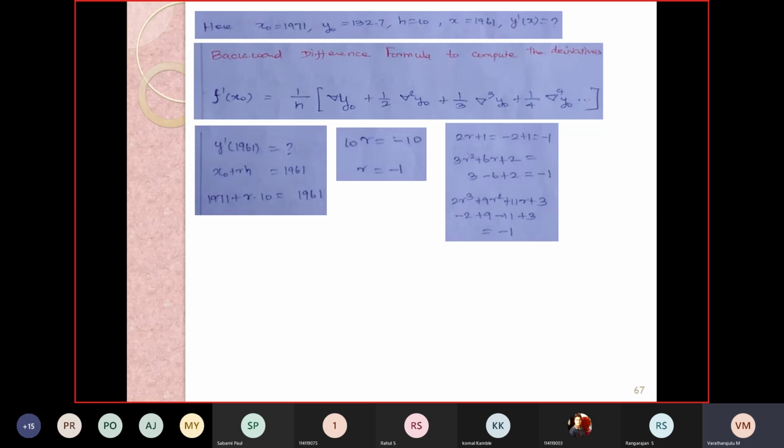3r square plus 6r plus 2 is equal to 3 minus 6 plus 2, which is equal to minus 1. 2r cube plus 9r square plus 11r plus 3 becomes minus 1.